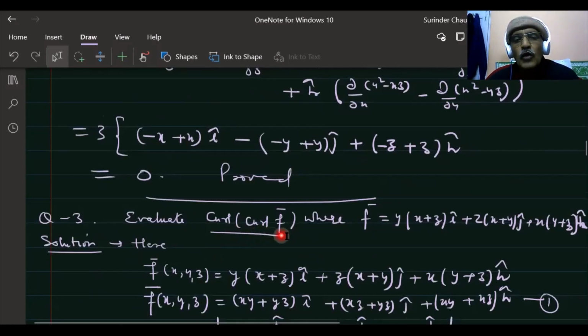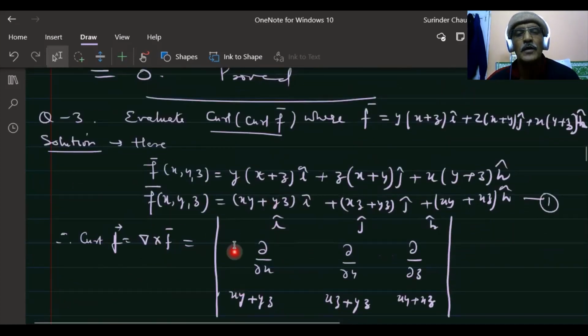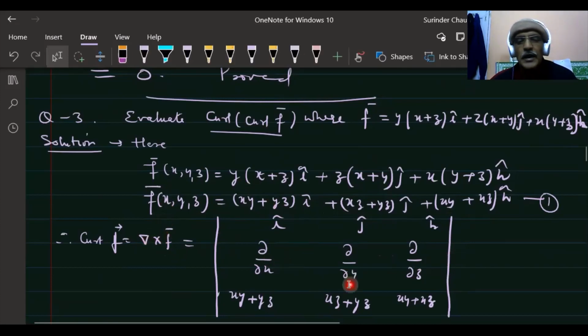Evaluate the curl of F vector, where F vector is given in component form. Now we want the curl of F vector. So we write it in determinant form with i, j, k; ∂/∂x, ∂/∂y, ∂/∂z; and the x component, y component, z component of F vector, that is del cross F.